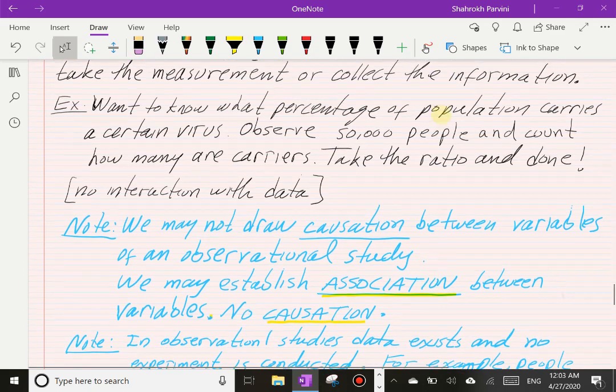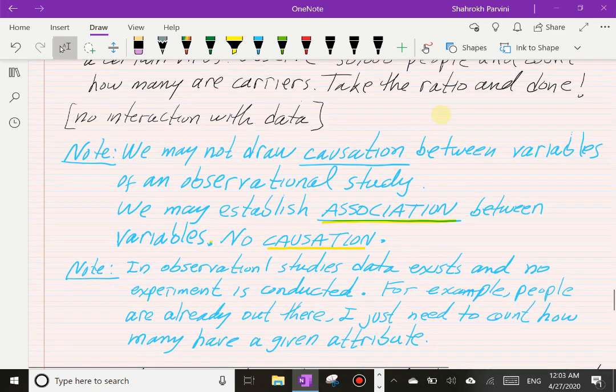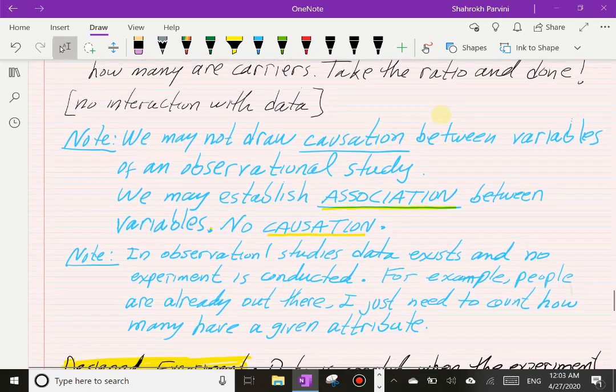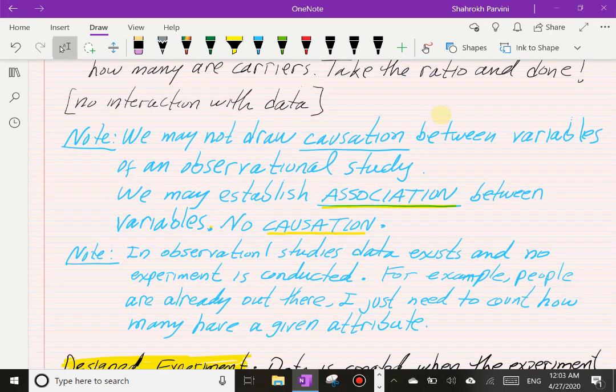Now, that brings us to the next example, designed experiment, but let me read this last note. Okay, it's pretty much what I said earlier. In observational studies, the data already exists and there's no experiment that is conducted. Okay, so let's say I want to know what percentage of men over the age of 60 suffer from acute prostate cancer.